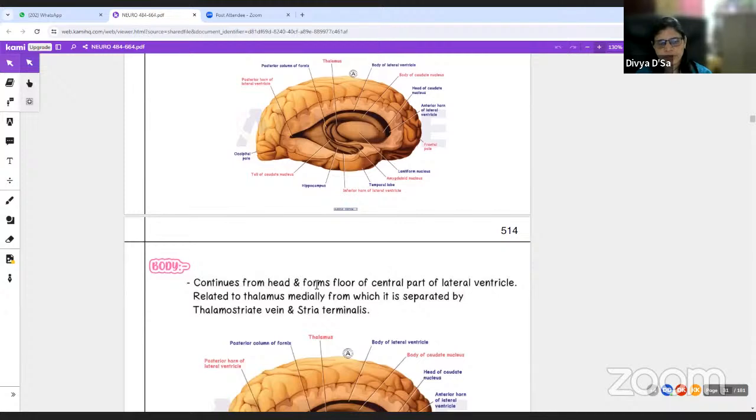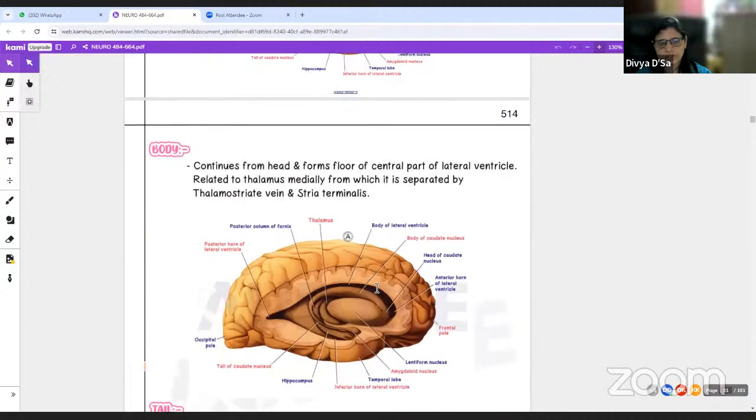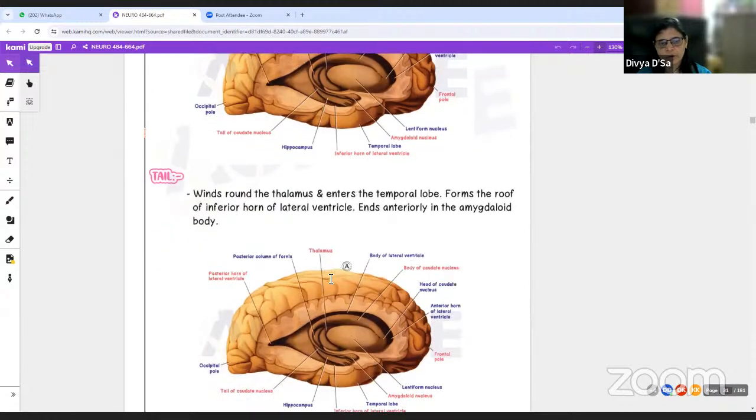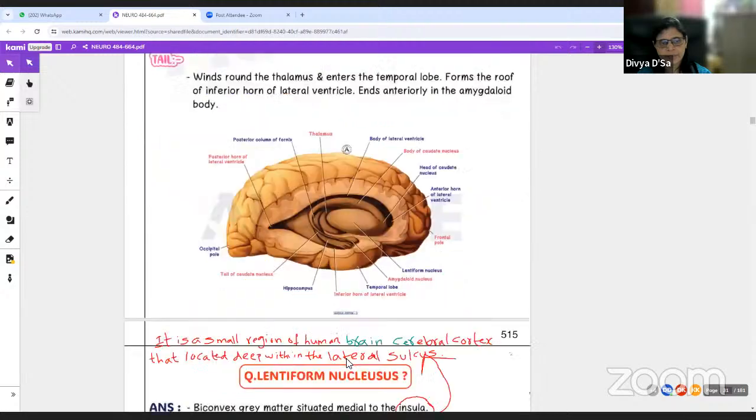Body, it continues from the head and forms the floor of this. So if you see here, here will be the lateral ventricle. It forms the floor of the central part of the lateral ventricle and it is related to the thalamus, medially from which it is separated by the thalamostriate vein and stria terminalis. The tail winds around the thalamus in the lower part here and enters the temporal lobe. It forms the roof of the inferior horn of the lateral ventricle and it ends anteriorly in the amygdaloid body. Okay, at the end it has the amygdaloid body.